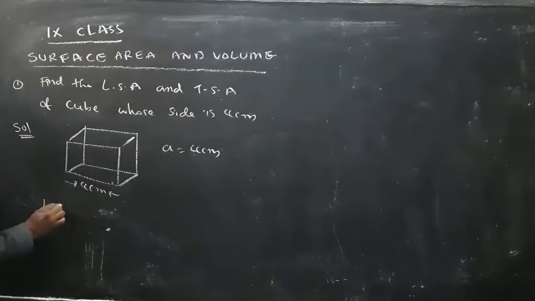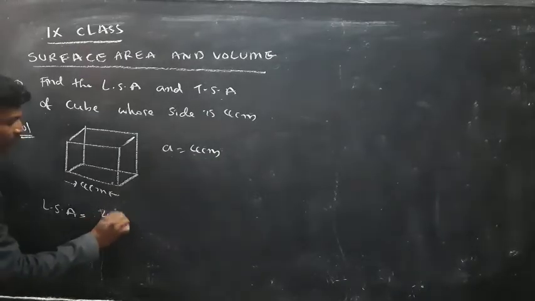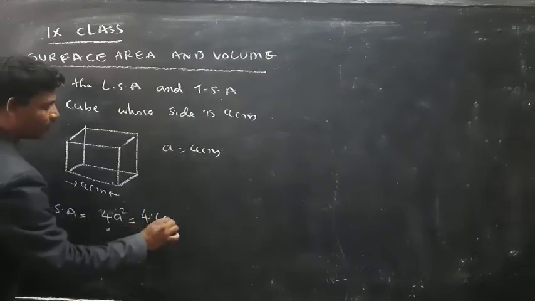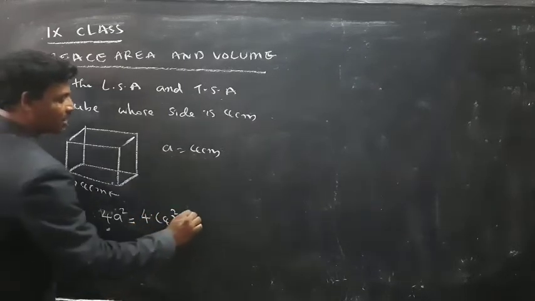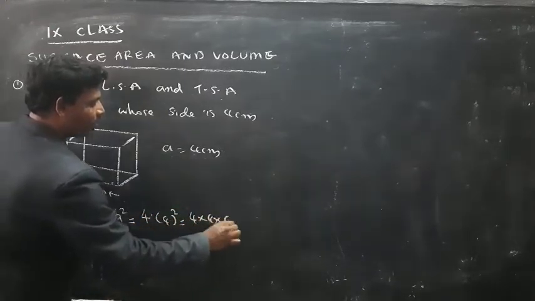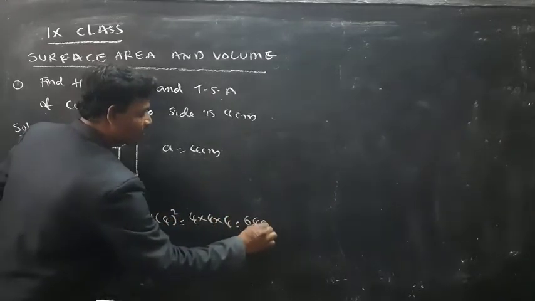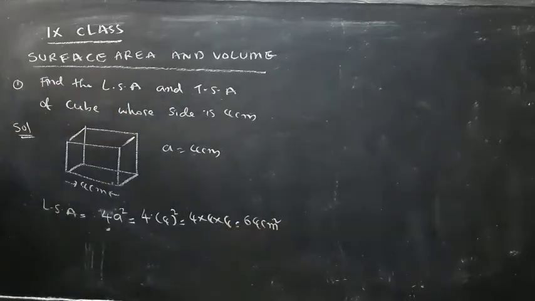First, LSA means lateral surface area of cube. What is the formula here? 4a square. It means 4 into, what is a? 4, whole square. It is nothing but 4 into 4 into 4. 4 4s are 16, 16 4s are 64. So what is the area here? Lateral surface area is nothing but 64 centimeters square. Next, what do I need here?